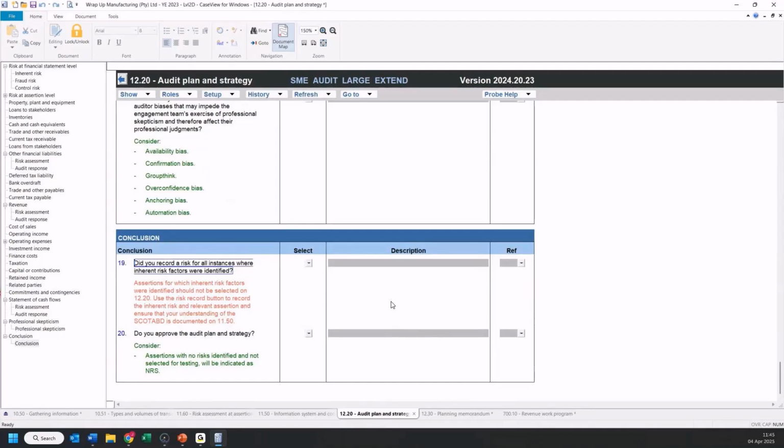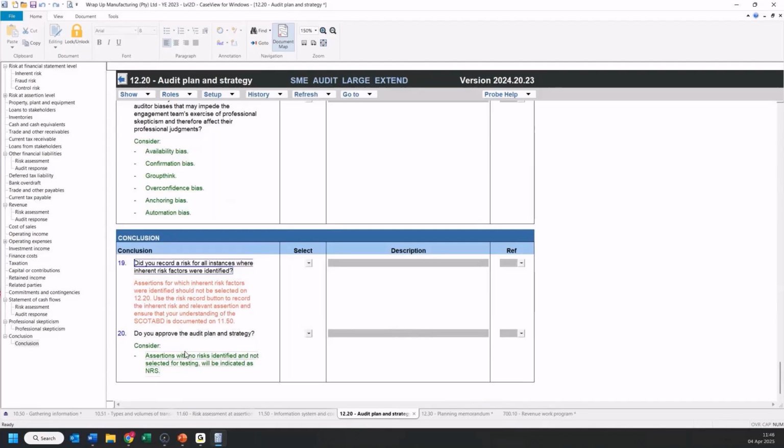Because if there are inherent risk factors, we have to record a risk because then we have to get a system description. If not, if it's just a material item, then that's all fine. And we can just then select an assertion for all those material items. And then lastly, do you approve the audit plan and strategy?